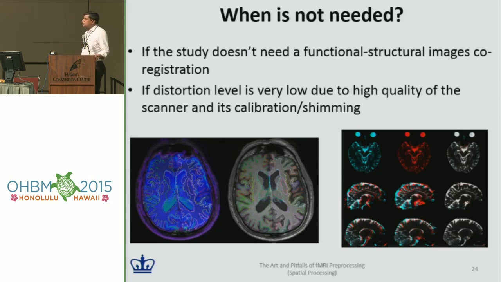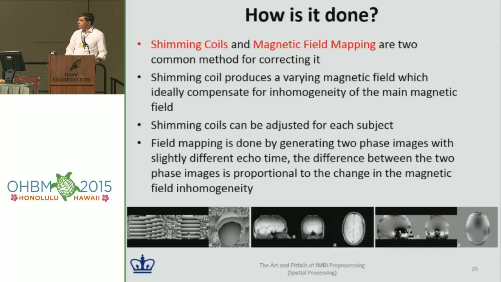If the distortion level is very low due to the high quality of the scanner and its calibration and shimming, you usually don't need to do it. If the data are acquired on a very well maintained scanner, usually you don't see very bad magnetic field distortion, especially at 3 Tesla, typical, not multiband, typical fMRI analysis. You won't see such high spatial distortion. How is it done? Again, it's done with shimming coils and magnetic field mapping. Shimming coils are used during the acquisition. Field mapping is the post-processing.